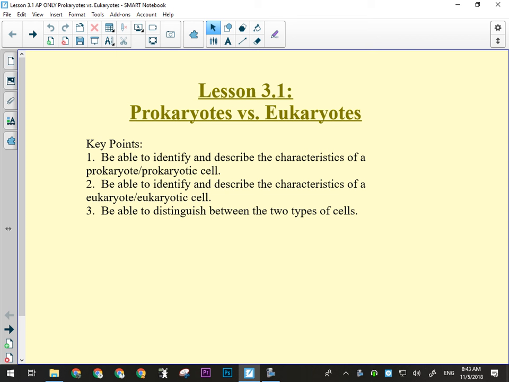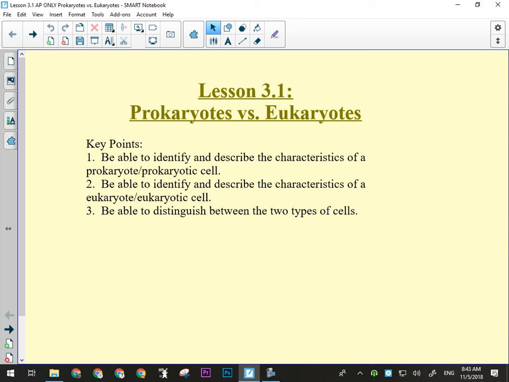We said compartmentalization is important because it creates these different environments within the cell, but we didn't look much at it beyond that. So we need to be able to identify and describe the characteristics of a prokaryote, same for a eukaryote, and be able to distinguish between the two types of cells. It's fairly easy to distinguish between the two.